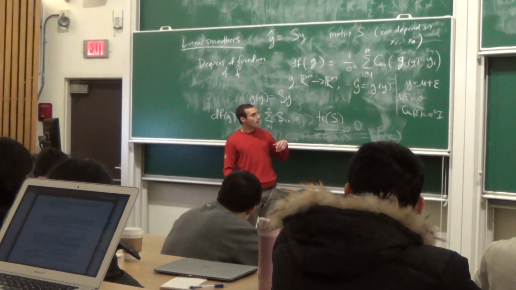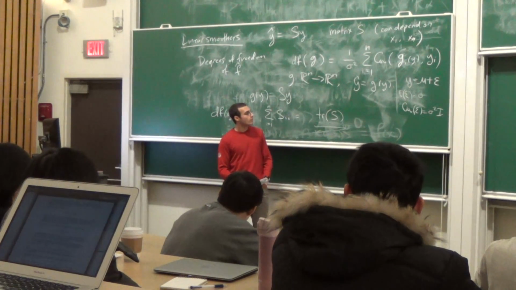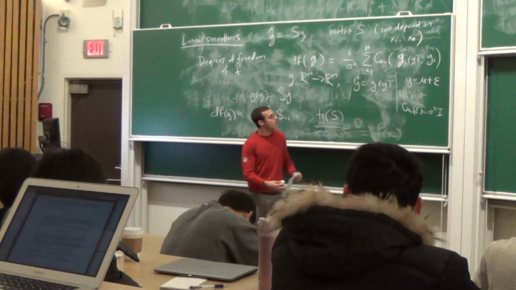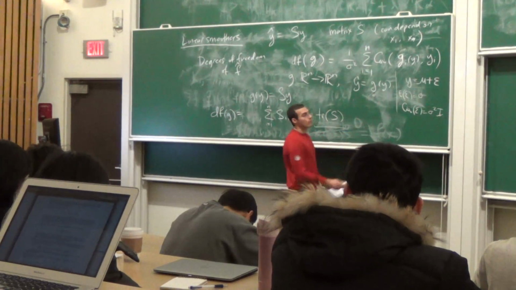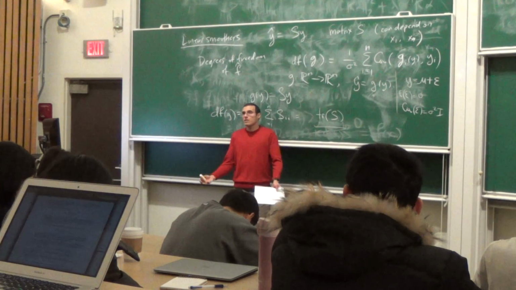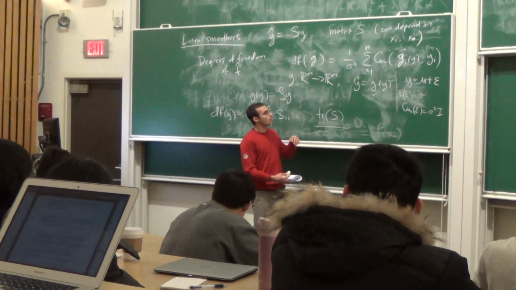This is a very nice thing about linear smoothers, that it's trivial to compute the degrees of freedom. It's just the trace of the smoother matrix. In general, when G is not a linear function, it's very hard. So getting to know the complexity of a fitting procedure can be an entire research endeavor. It's very hard. But for linear smoothers, it's trivial.